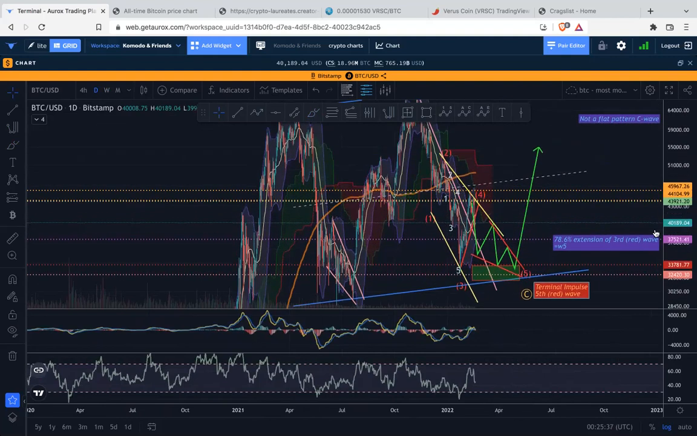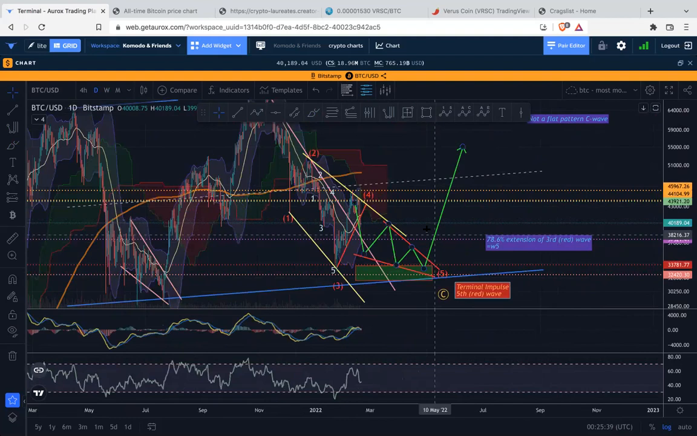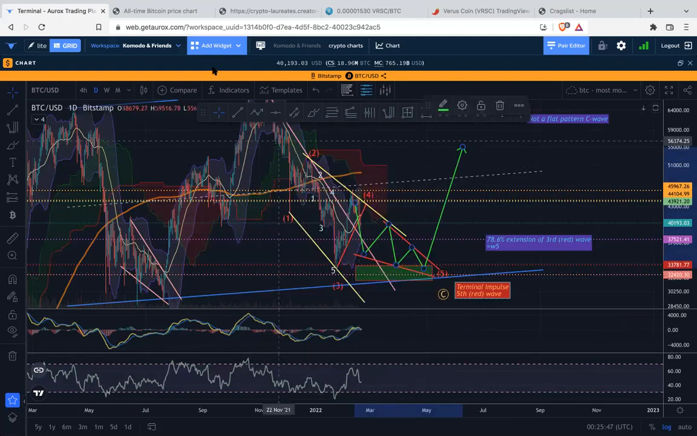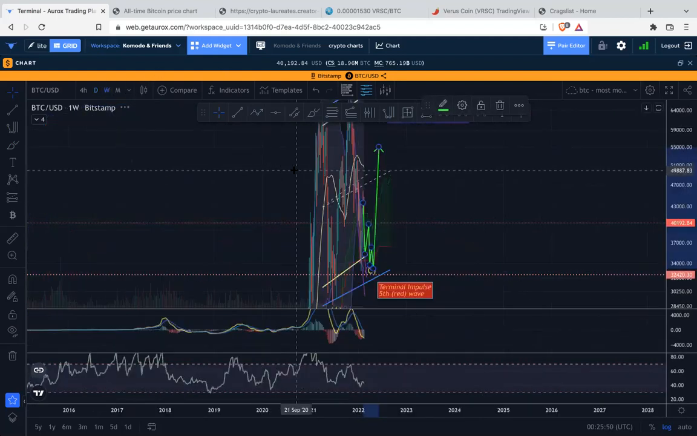And a few ideas. You remember on the weekly, let's allow this view on the weekly. There is the cloud.